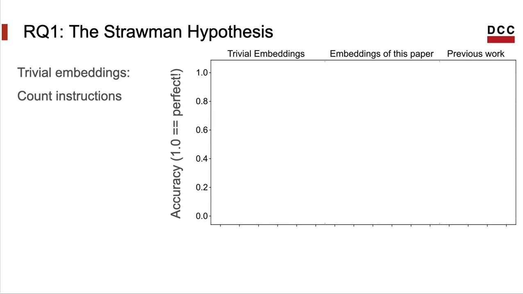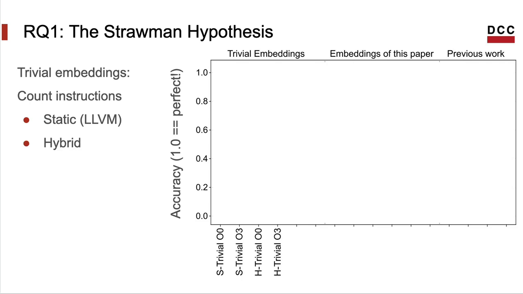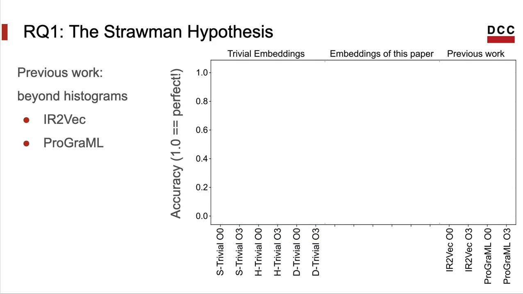For the trivial embeddings, we simply count instructions. A static trivial classifier can only see the size of the LLVM IR of programs, the number of instructions. The hybrid classifiers can see the number of different x86 instructions that were fetched. And the dynamic classifier can see the total number of instructions that were fetched during execution. Notice that for every classifier, we can vary the optimization level that we use to compile the programs. That's just to check the behavior of the classifiers with and without optimizations.